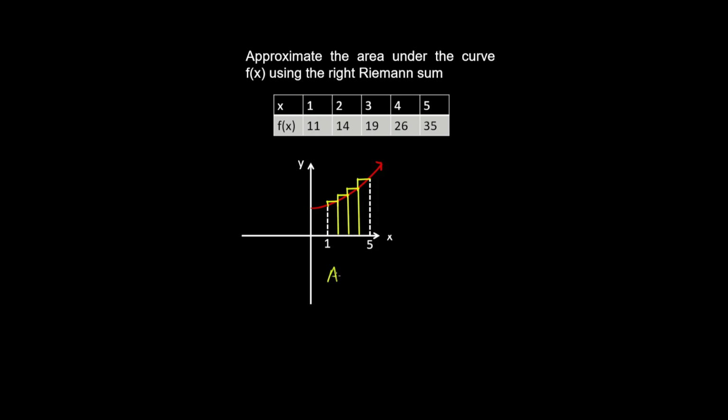So therefore the area is approximately equal to the width of one rectangle. So that would be 5 minus 1 on the number of rectangles. And that's multiplied by the height of the right of each rectangle that's touching the curve. So that would be 14 plus 19 plus 26 plus 35 as given in the table. So the area is approximately equal to 94.